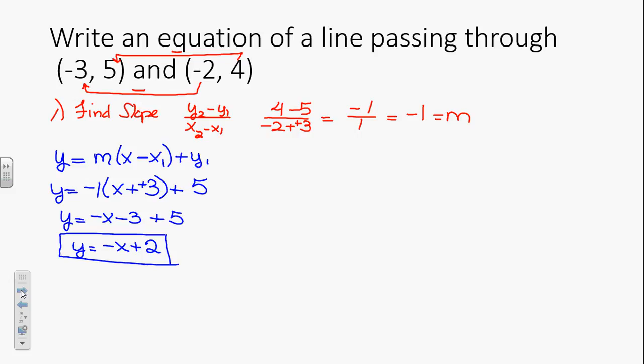Okay? Everybody good with those? Okay, that's kind of a culmination problem. It asks you to find the slope, and then you've got to use your slope or point slope, slope y-intercept or point slope form. Okay?